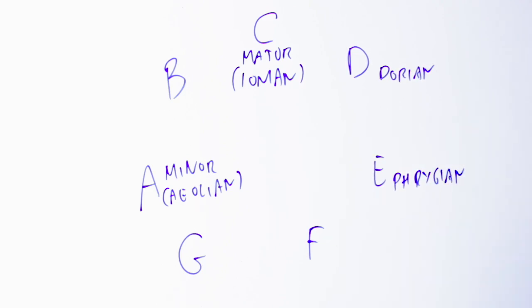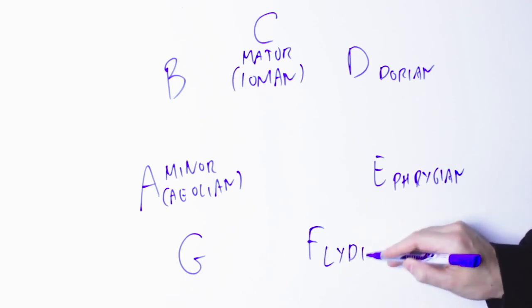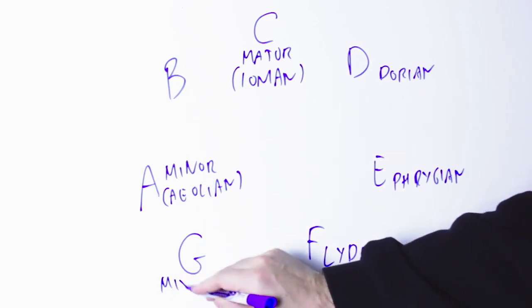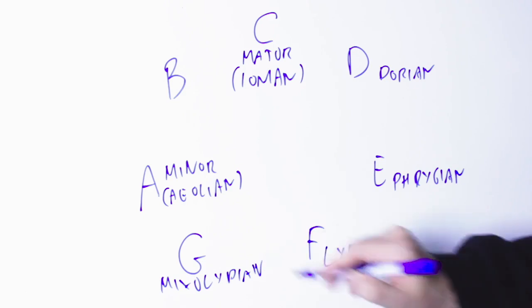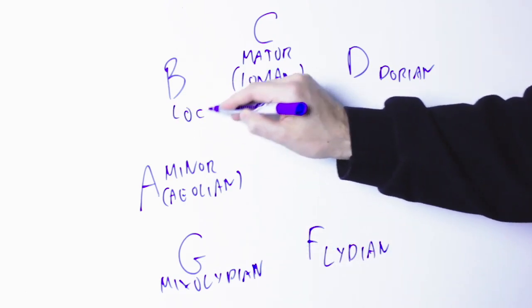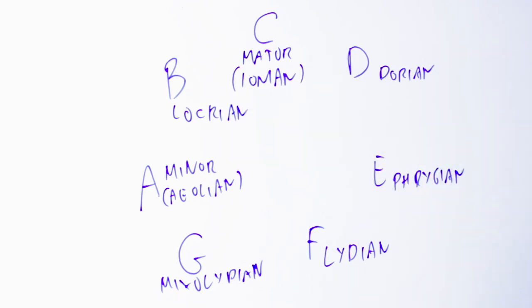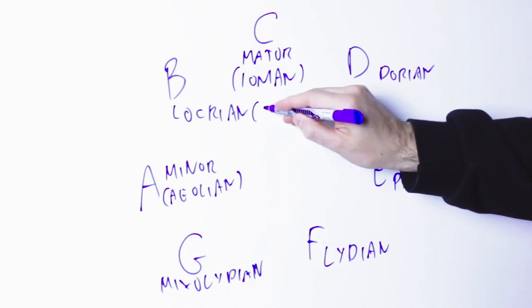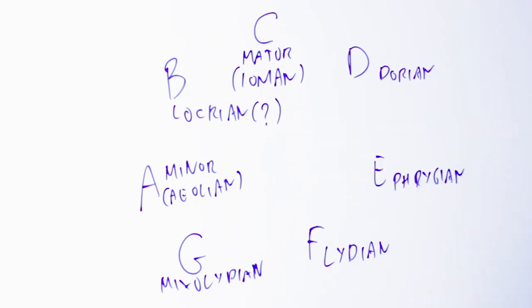If my reference point is F, I have the F Lydian scale. If my reference point is G, I have the G Mixolydian scale. If my reference point is A, I have the A minor or the A Aeolian scale. And if my reference point is B, I would have the B Locrian scale. But B Locrian is always a problem because the jury is still out if you can establish B Locrian independently from the other modes. But don't worry about that right now.